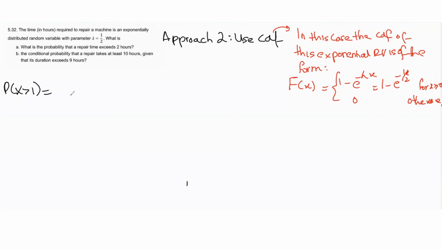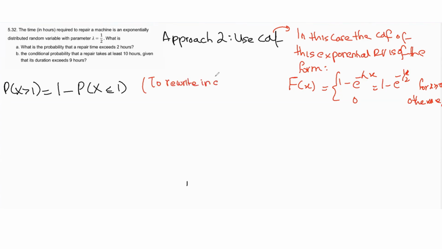First, if we want to use the CDF to evaluate this probability, we need to rewrite it in terms of the CDF, right? Because the CDF is always the probability x is less than or equal to x. So I'll write this as 1 minus the probability x is less than or equal to 1. How do we write this? To rewrite in terms of the CDF, we are using the complement rule.